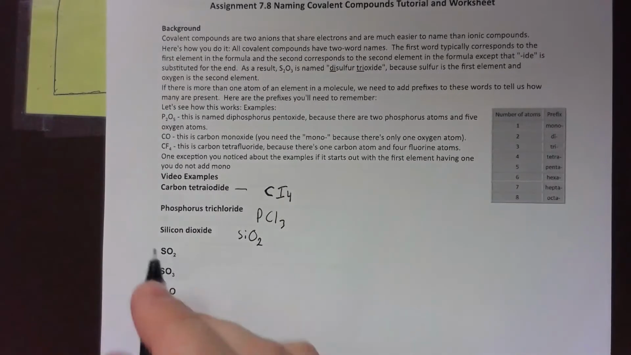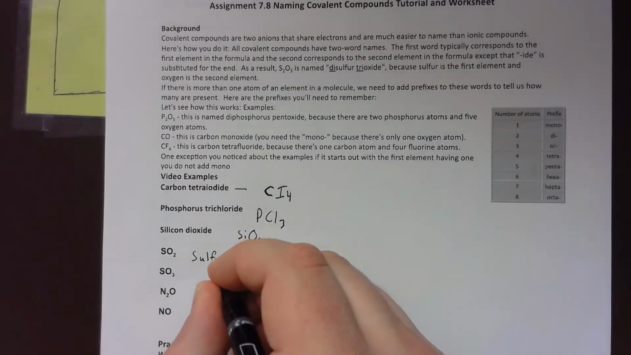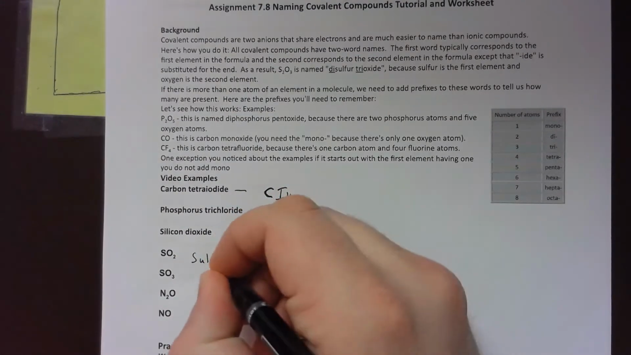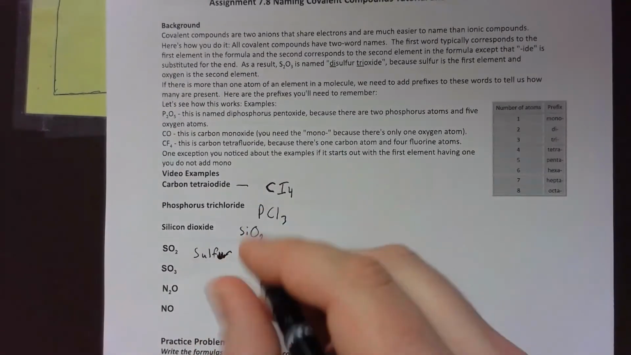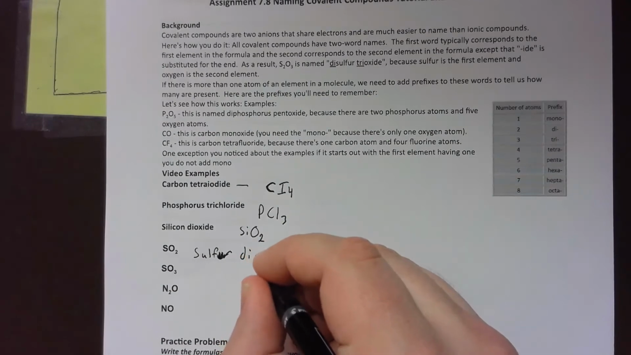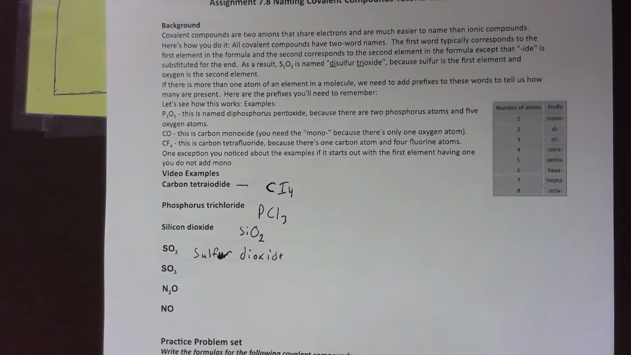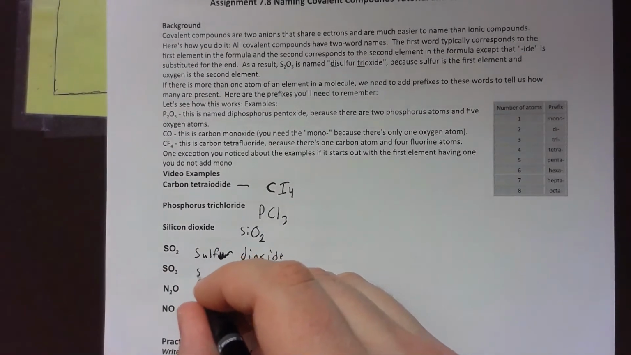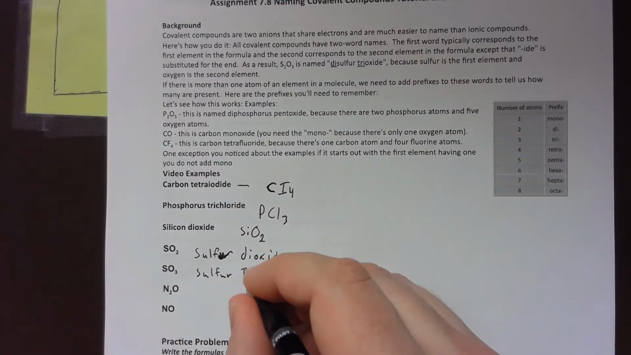Now, for naming, remember, sulfur is going to be understood. If I could spell sulfur correctly, it'd be great. Sulfur is going to be singular, and then dioxide, because we saw in that one, it's going to be dioxide. Alright, sulfur is by itself again, so we'll go sulfur, and then trioxide.